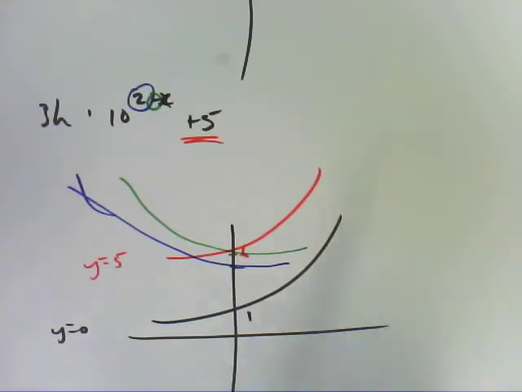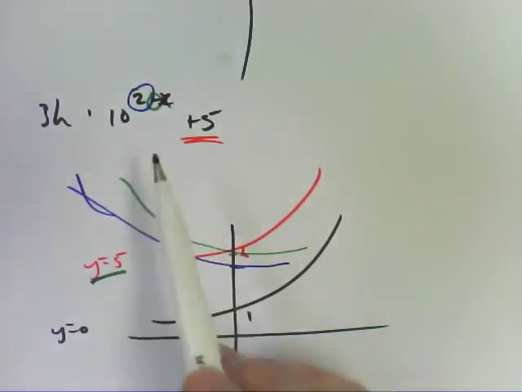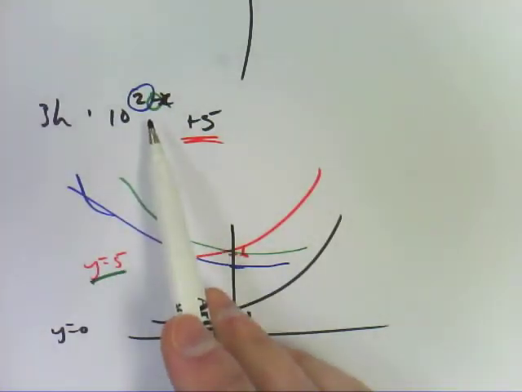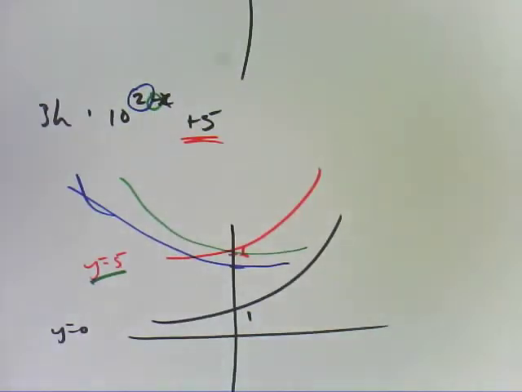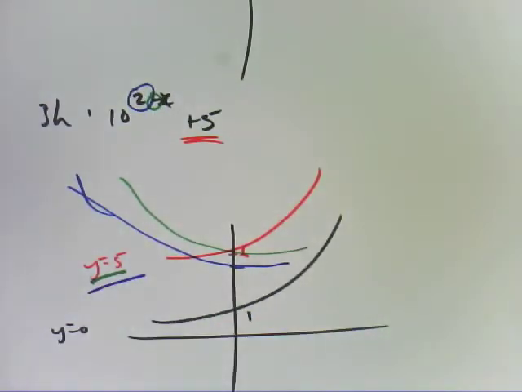If I reflect it, does it change my asymptote? No. If I move it to the left, does it change my asymptote? You're just shifting the whole graph, so it doesn't change it. So what should the equation of the asymptote be? y equals 5.